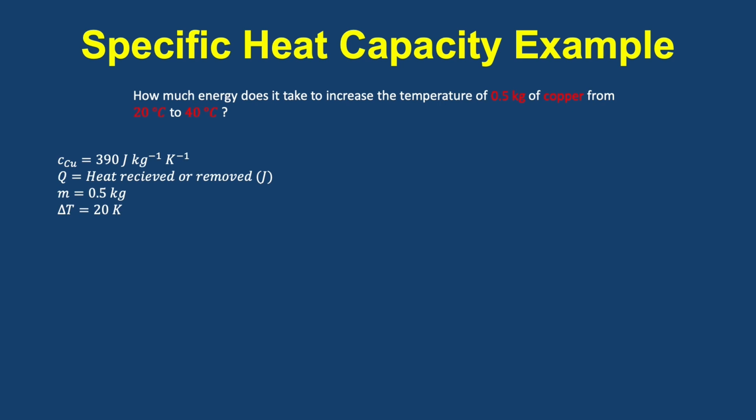You're not expected to memorize the specific heat capacity of different materials. If you need a specific heat capacity in a question, it will always be given. Or, alternatively, it might be that the question is asking you to figure out what the specific heat capacity of the material is, in which case it won't be given, but everything else will.